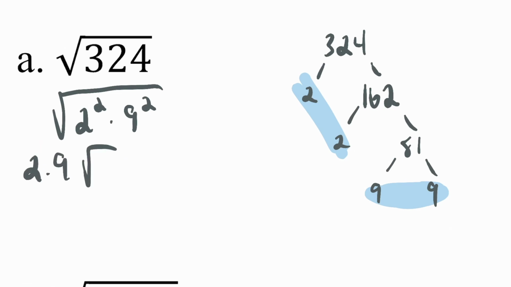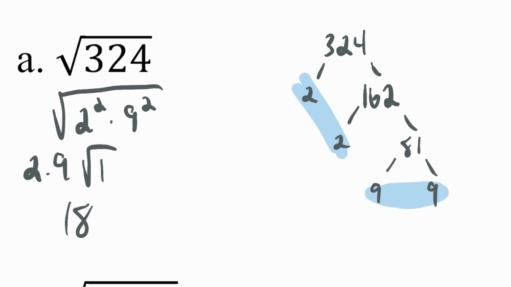When you remove those factors from inside, there's a 1 left over. There's always a 1 left over. And of course, the square root of 1 is 1, right? Because this means, what do you multiply by itself to get 1? Well, that would be 1. 1 times 1 is 1. So 1 is the result. So I just get 18. 2 times 9 times 1, which is 18.